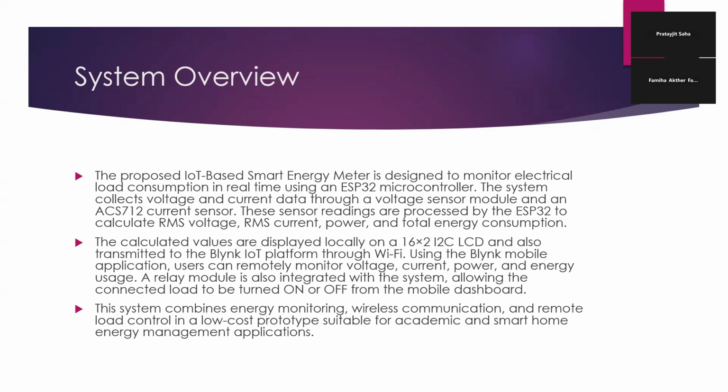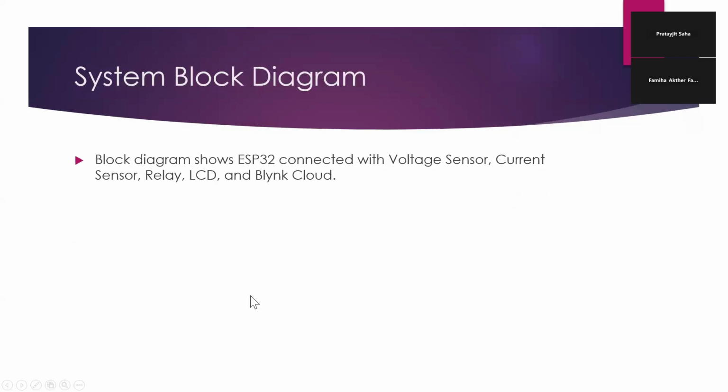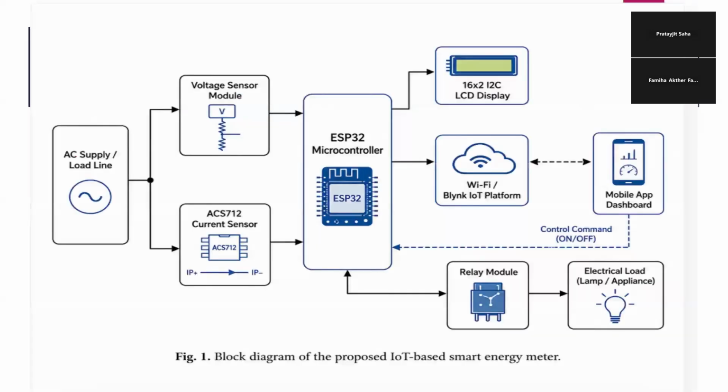The relay module works like an electronic switch. It is used to turn the load on or off. The relay is controlled by ESP32 and also by the Blink mobile app. The LCD display is used for local monitoring. It shows voltage, current, power, energy, and online or offline status.